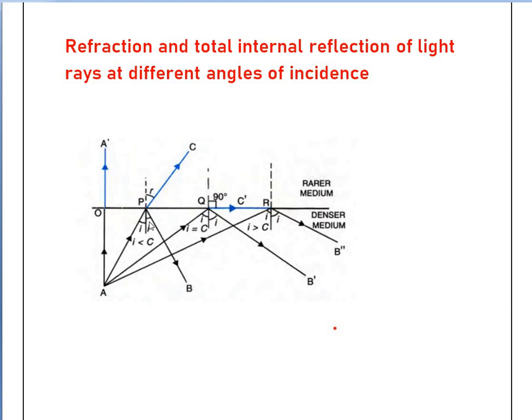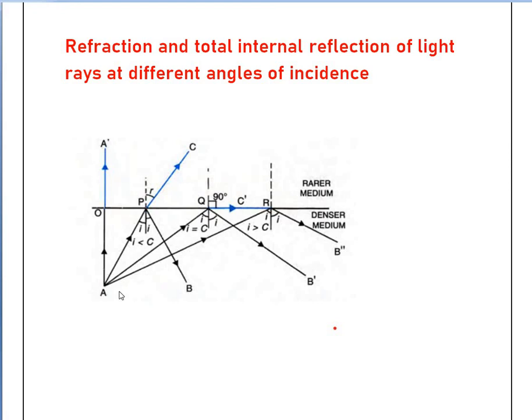For the ray AP, the angle of incidence i is less than the critical angle, and it is partly reflected as PB and partly refracted as PC. And the angle of refraction r is greater than the angle of incidence, as you know that the refraction occurs from a denser medium to a rarer medium. Next, for the ray AQ, here the angle of incidence is equal to the critical angle for the pair of media, that means i is equal to C. So it is partly reflected as QB dash and partly refracted as QC dash.